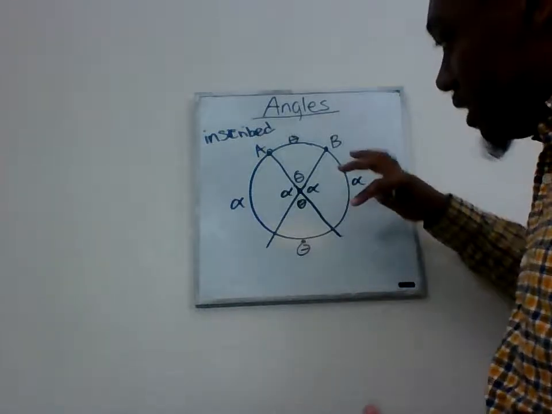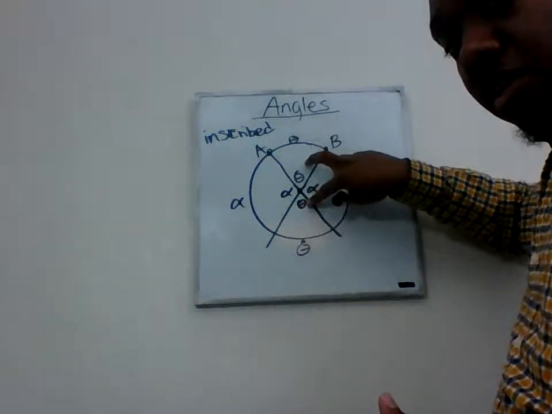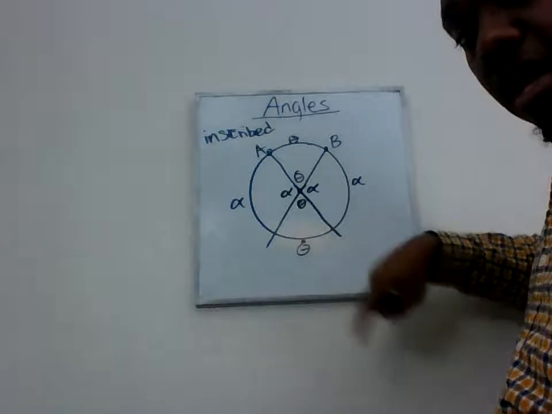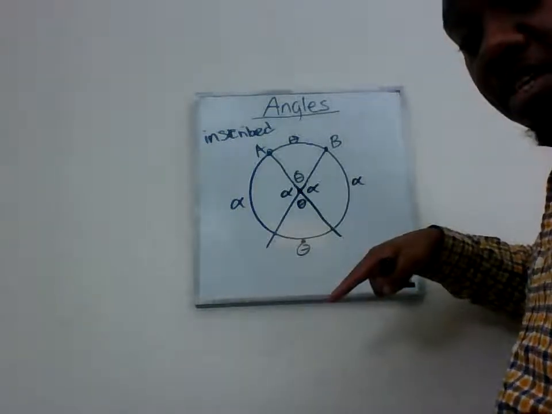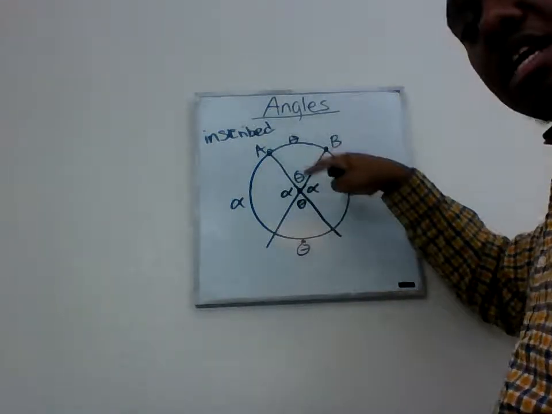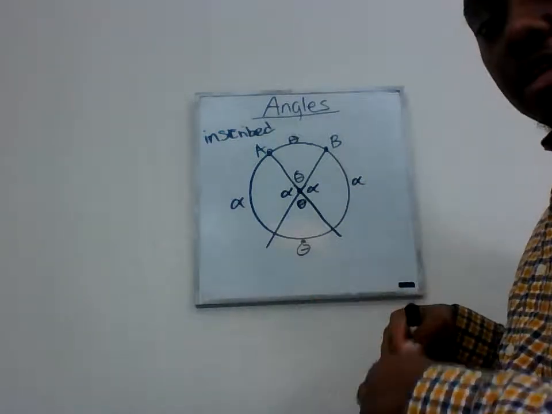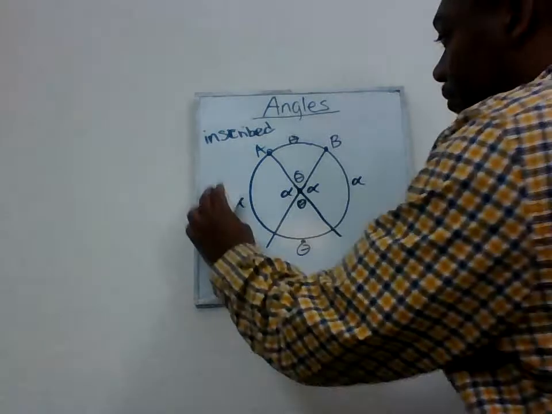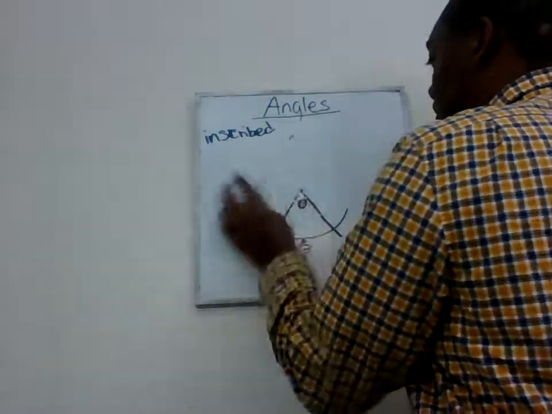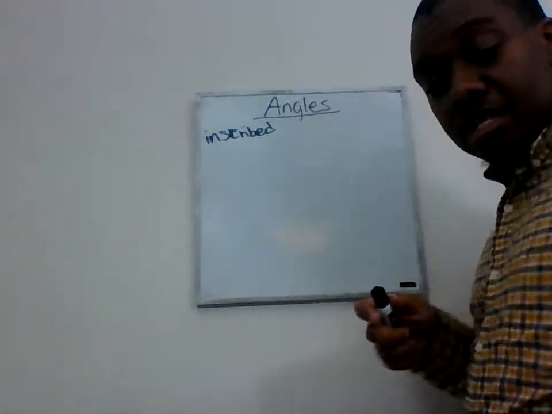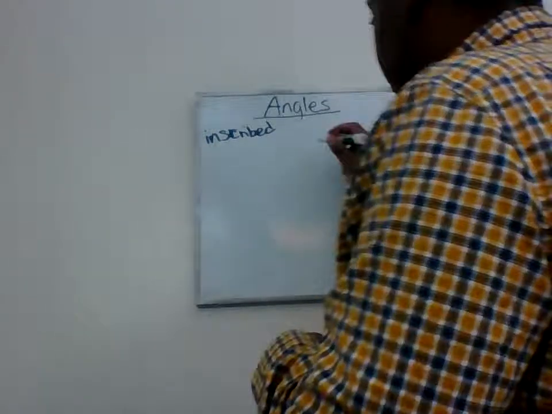Okay, so it's a little easier to see when we're looking at it from a center angle, because if I take theta plus theta, I get 2 theta. 2 theta divided by 2 is just theta. And so each of these is theta. Same thing with alpha. Let's look at it with some numbers, and let's not put it at the center of the circle. So we're going to do an inscribed angle that's not at the center of the circle.